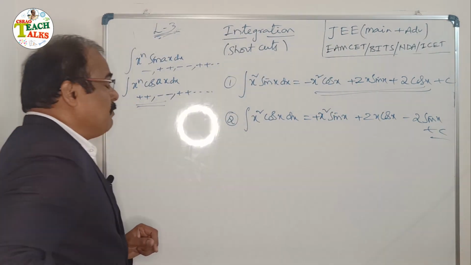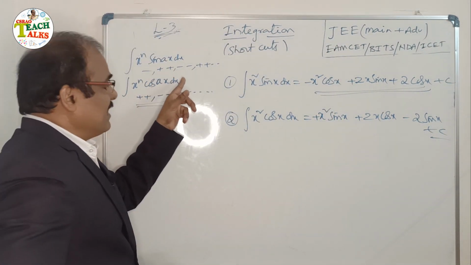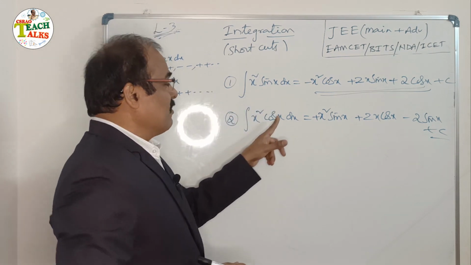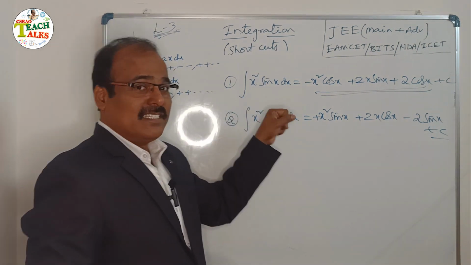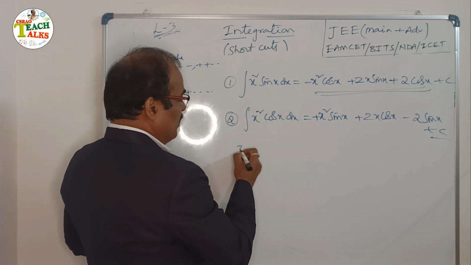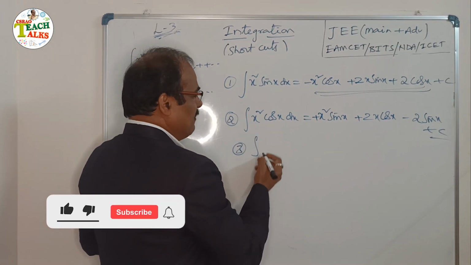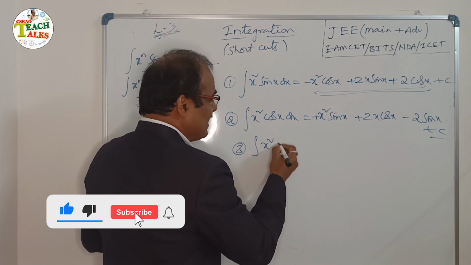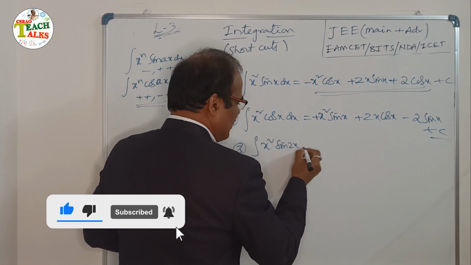And sir, suppose sin ax is there, sir, here ax or 2x is there, cos 2x is there, sin 3x is there. How can we do this, sir? That type also we can do easily. See, integration of x square into sin 2x, suppose it is there.